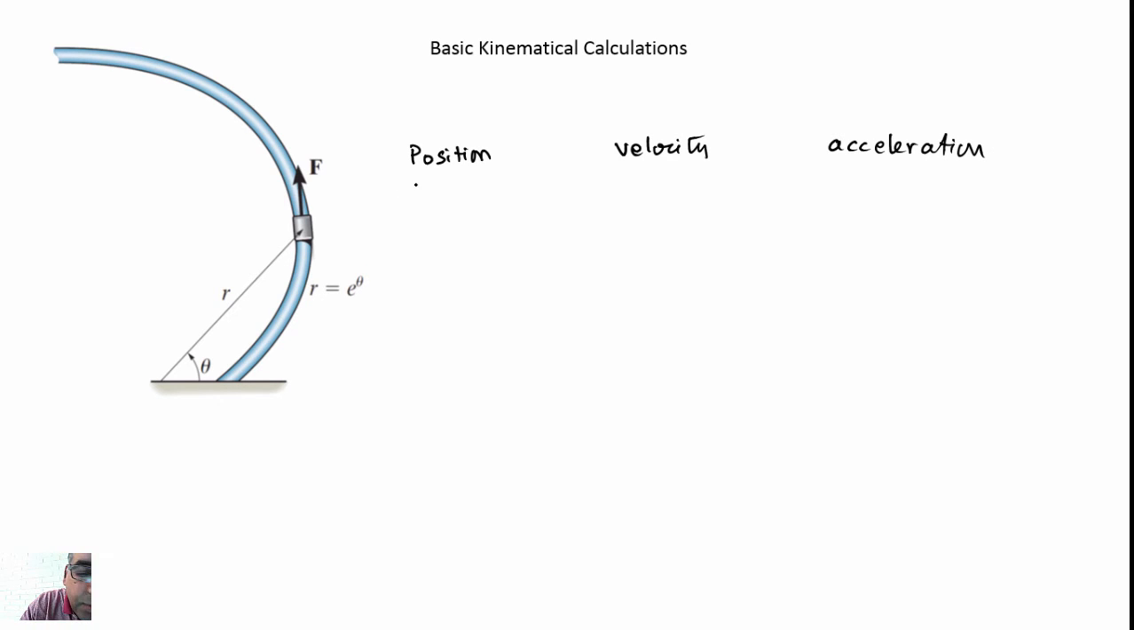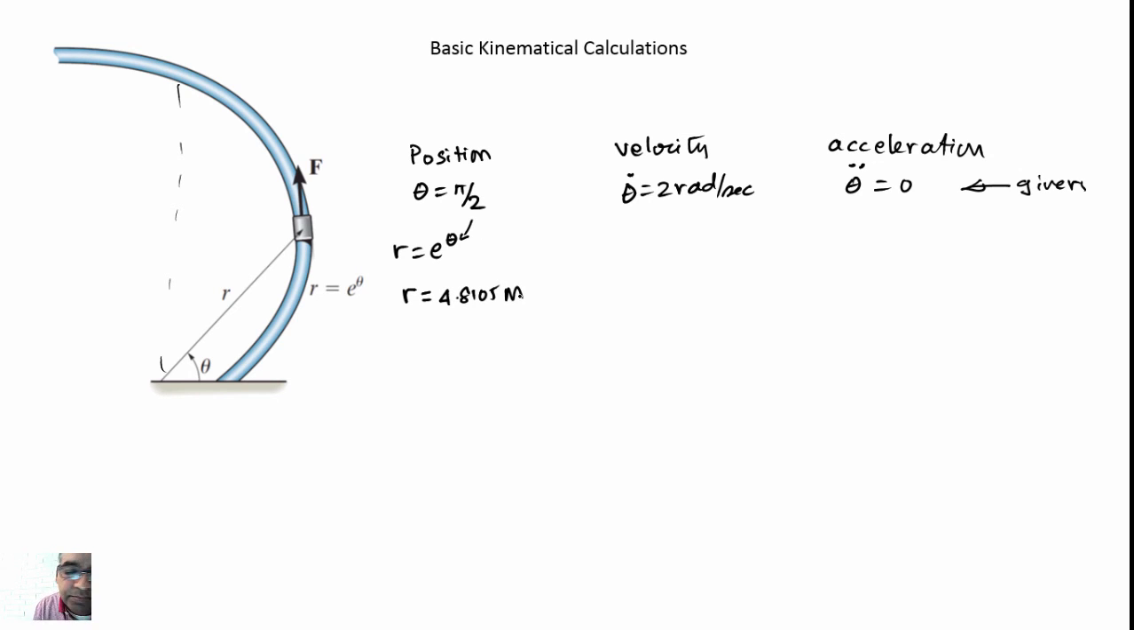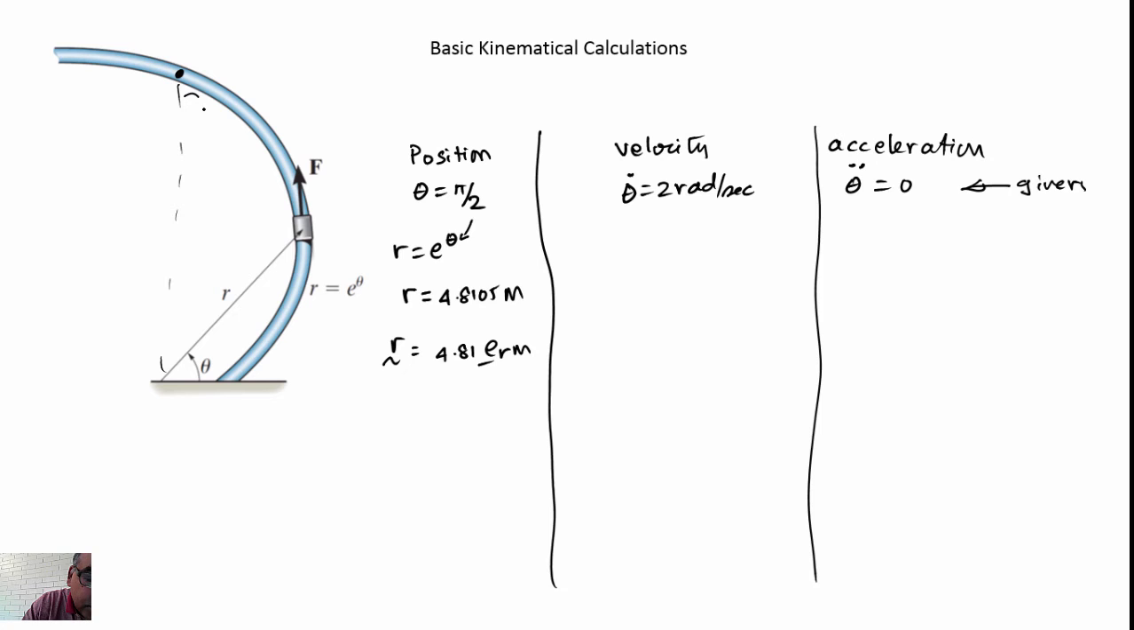What's the input information given? I want theta equal to pi over 2. Please do this in radians, otherwise you'll run into problems. That's the point I want, position. I want it here. And I'm given theta dot equal to 2 radians per second, theta double dot equal to 0. All of this is given. Because of this, I know r equals e to the theta. So at this position, r will be e to the pi over 2, which is 4.8105 meters. So position vector will be 4.81 ER meters. That's the position vector. So this length is 4.81.